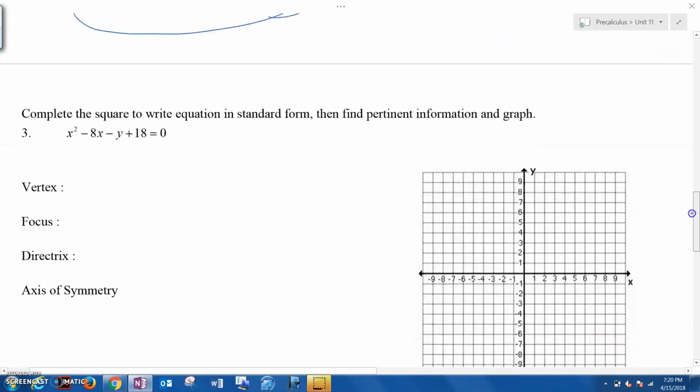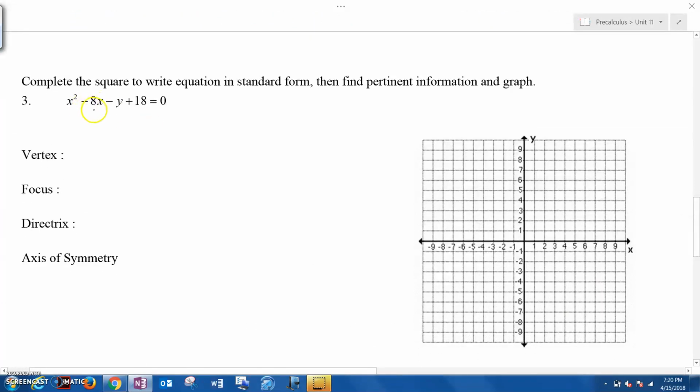Okay? So here I have an x squared. So that means everything else has to go to the other side. So the y is going to be positive, then 18 is negative. Half of 8 is 4. 4 squared is 16, so I have to add 16. So I get (x - 4) squared equals just a positive 1y. Negative 18 plus 16 is negative 2.